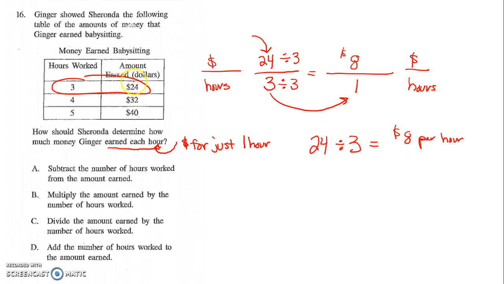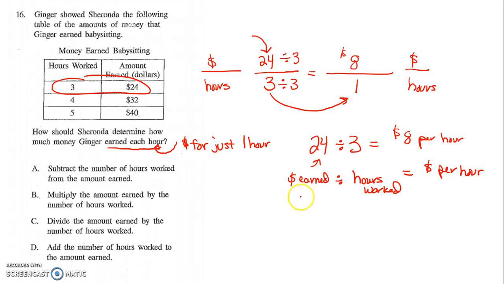And so I look back, 24 was the amount of money earned, and I divided that by 3, the hours worked. So I took my money earned divided by the hours worked, and I got the amount per hour that I made, the money per hour that I made.